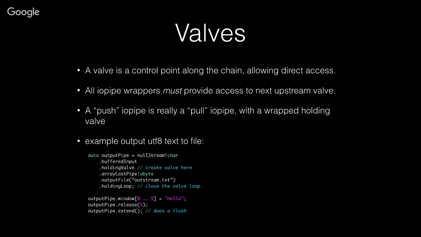A push iopipe, this is like the most confusing part of this. A push iopipe is really a pull iopipe with a wrapped holding valve. Now, a holding valve, this is how I figured out how to do output. A holding valve has an upstream pipeline, a holding area. When you release data from the upstream pipeline, it goes into the holding area. Then there's the downstream pipe. When the downstream pipe calls extend, it can only pull data out of the holding area.